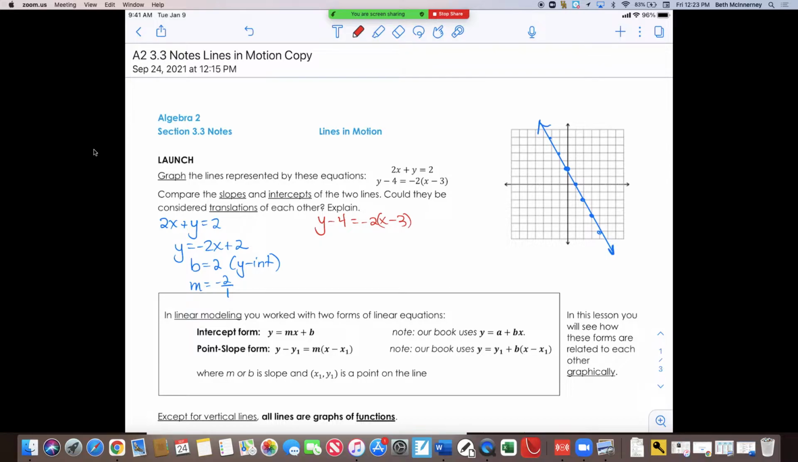All right, then let's look at this next one. This is y minus 4 equals negative 2x plus 6. This is y equals negative 2x plus 10. All right, my graph is going to go off the chart a little bit, so let's just guesstimate.